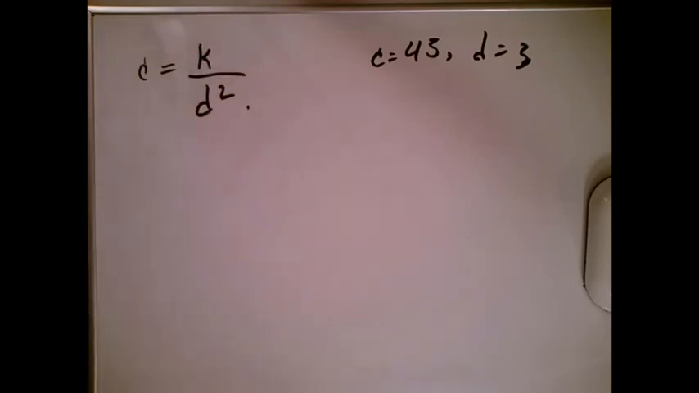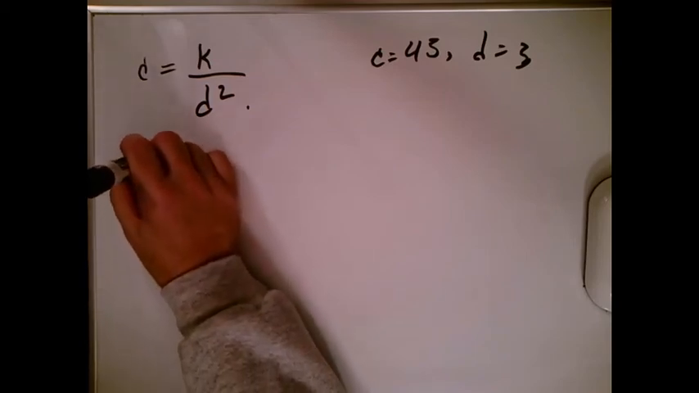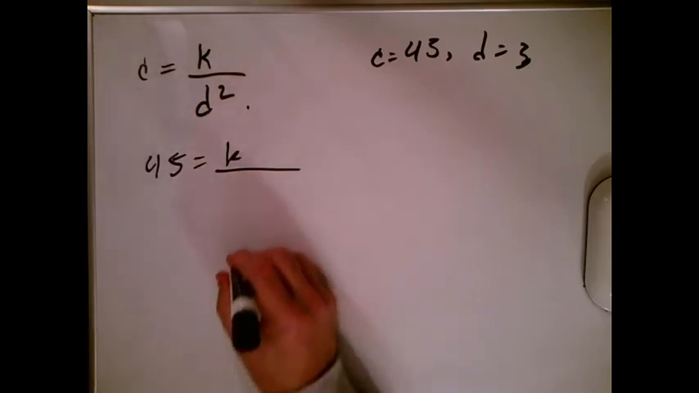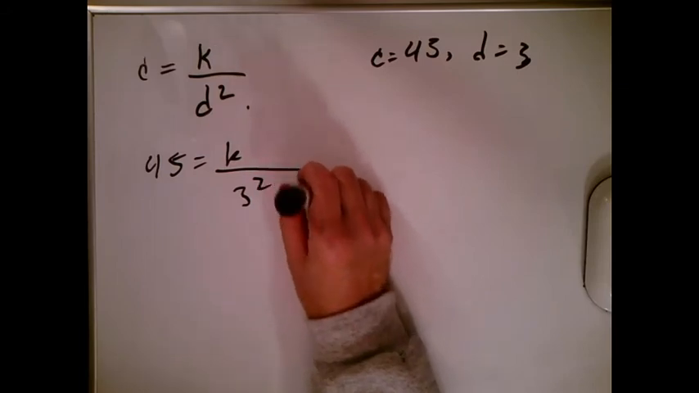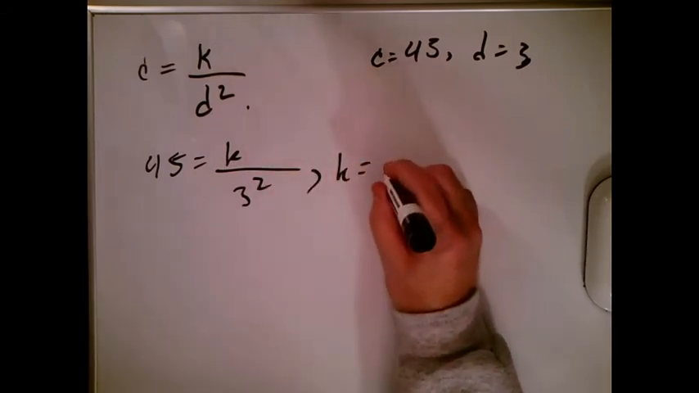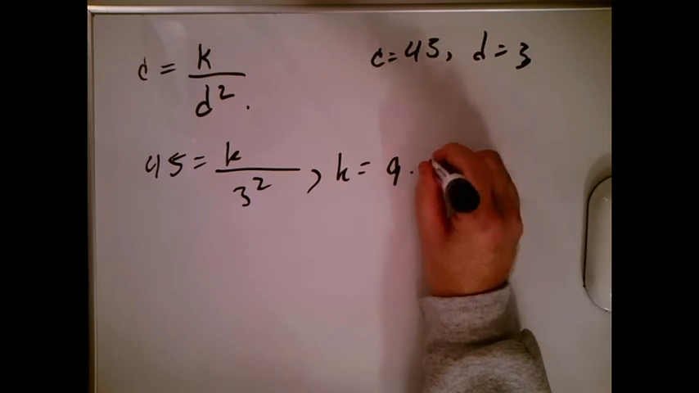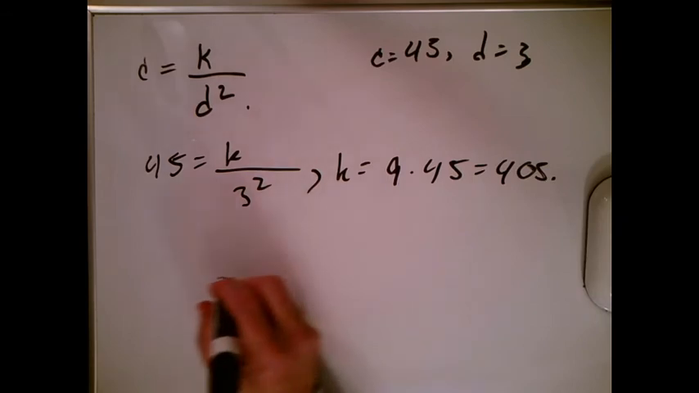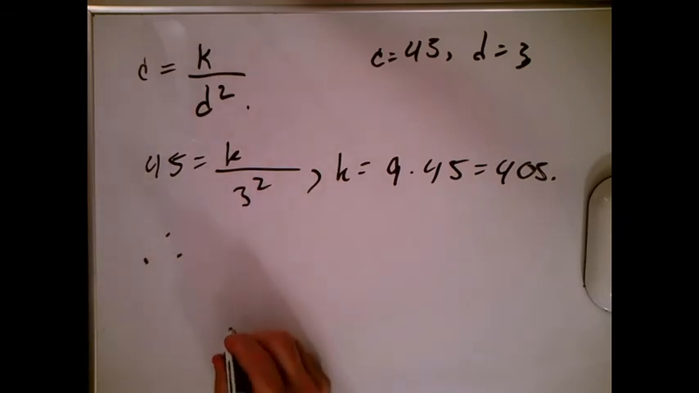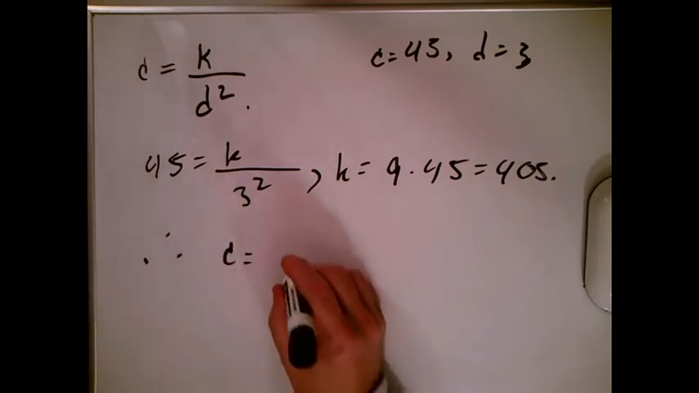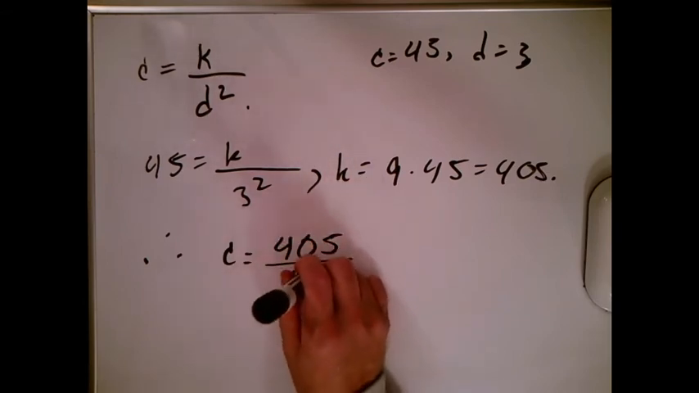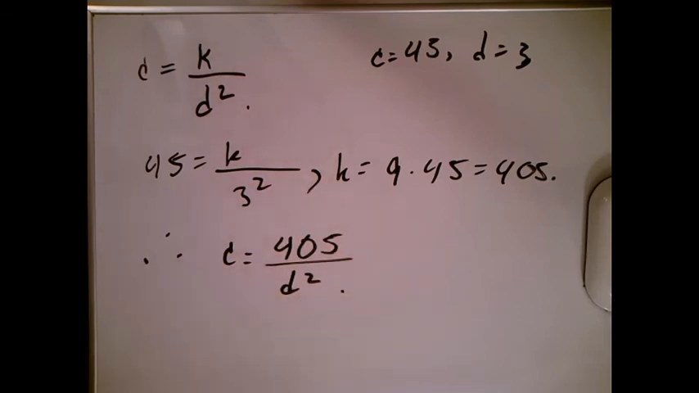Now we still should be able to find K. I have a feeling it's going to be a lot worse, but here we go. What do we know? We know that C equals 45. So this is going to be K over D squared, which goes down here, like this. So K is going to be 9 times 45 in this case. I guess that wasn't much worse. And that's going to be 405. So as last time, I can write down that C is equal to 405 over D squared. That's what the equation would look like if C had been inversely proportional to D squared.